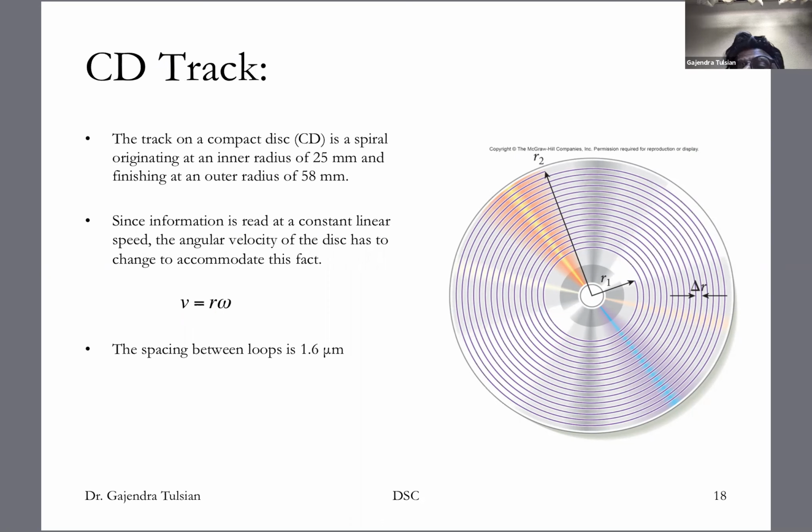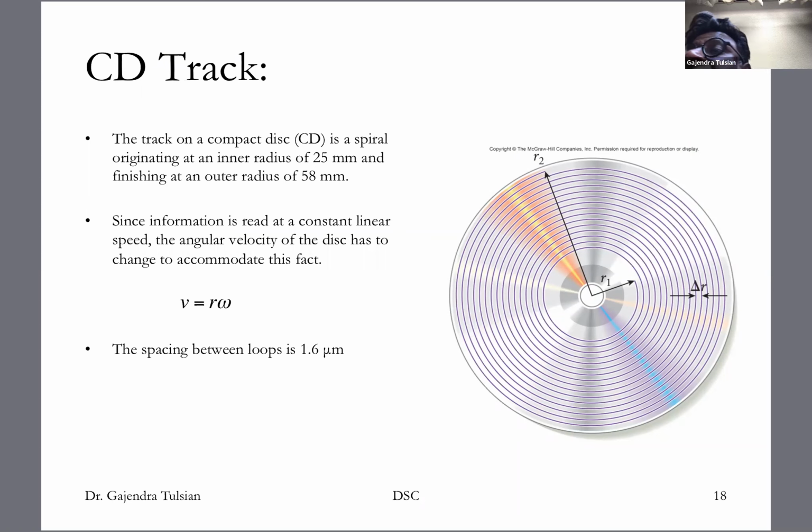Okay, so let me make sure you understand this. V has to be constant, and as R increases, omega has to decrease. So when you're playing your CD, you have to design a variable speed motor because your angular velocity, the motor speed, has to decrease as the CD plays on. So that's a very interesting application that you would have to solve as an engineer.